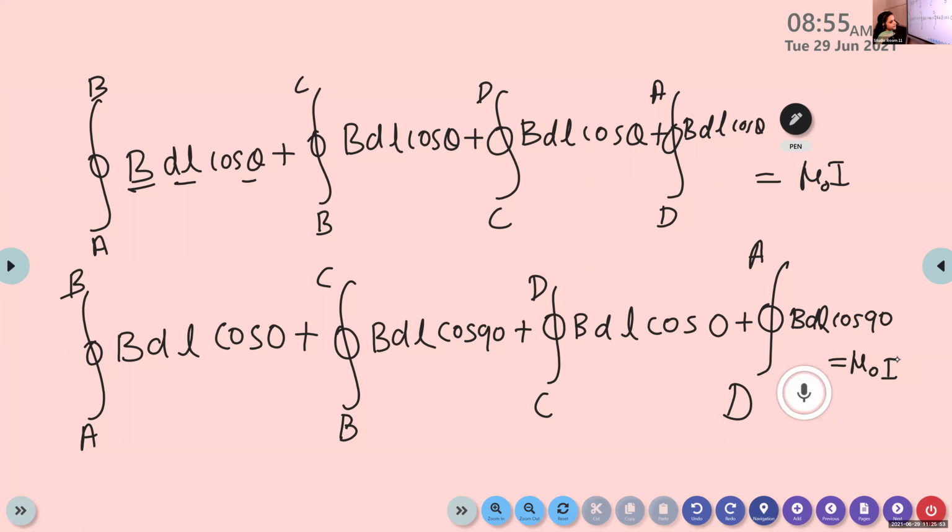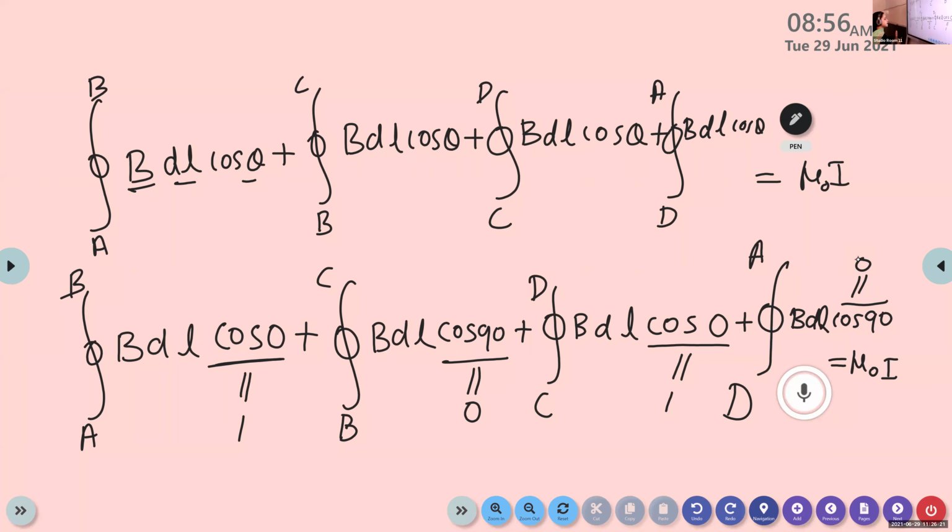Clear or not? Yes, ma'am. Okay. What about the value of cos 0? What is cos 0? 1. Yes, cos 0 is equal to 1. What about cos 90? What's the value of cos 90? 0. Cos 90 is equal to 0. Again, here we have cos 0 that is equal to 1. Here cos 90 that is equal to 0.